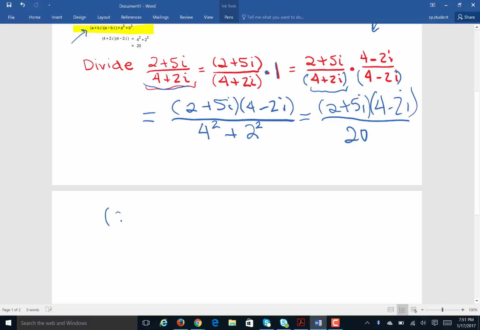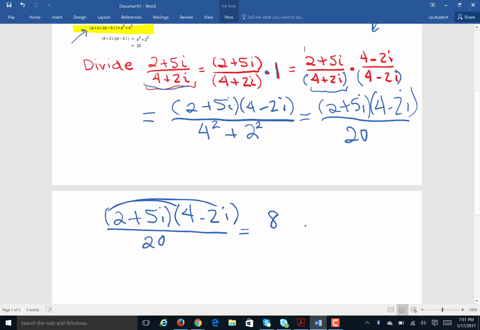So here's where we are. We have 2 plus 5i times 4 minus 2i, all over 20. And we're going to FOIL. We have 8 minus 4i plus 20i minus 10i squared over 20. We're going to combine like terms.